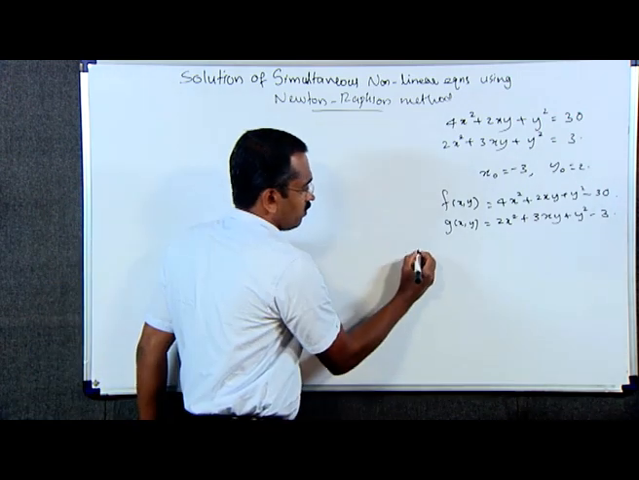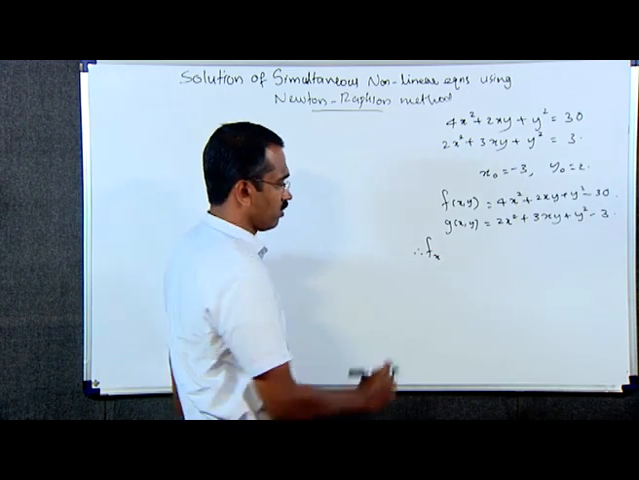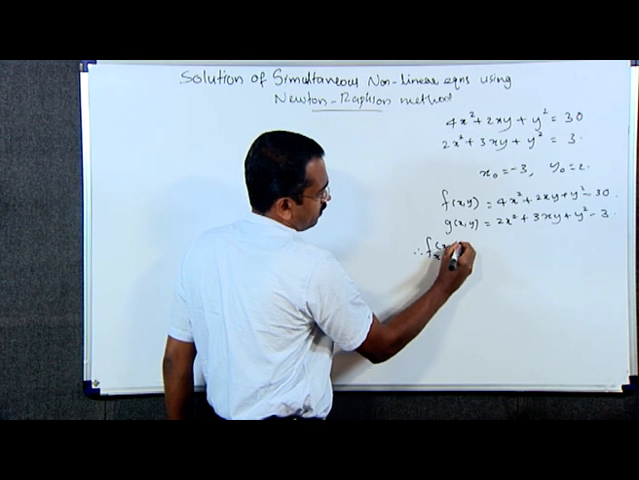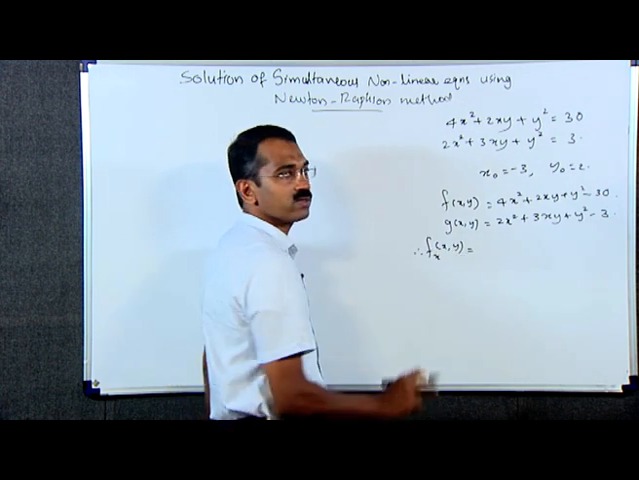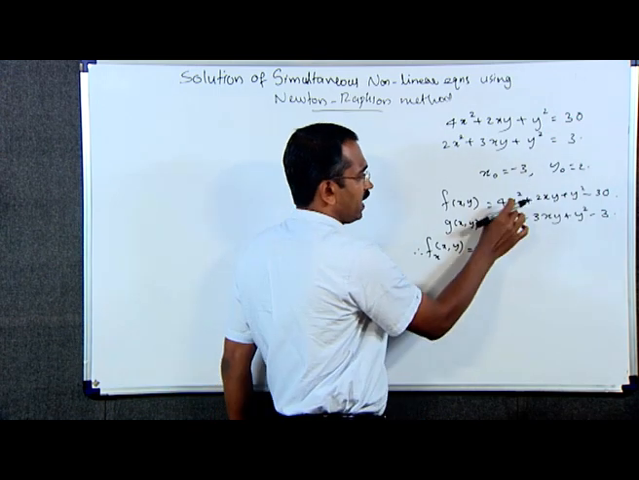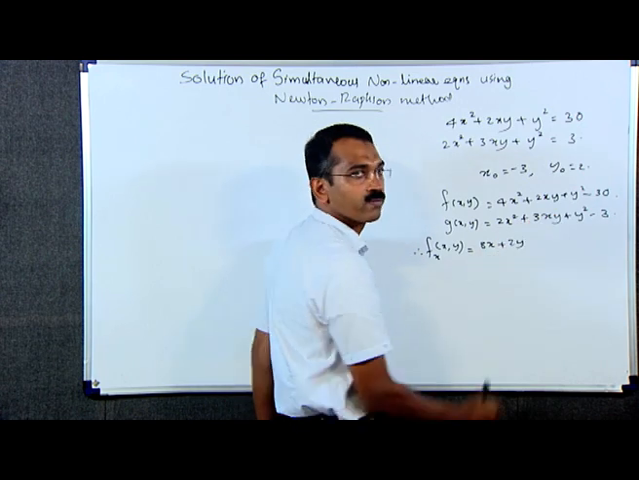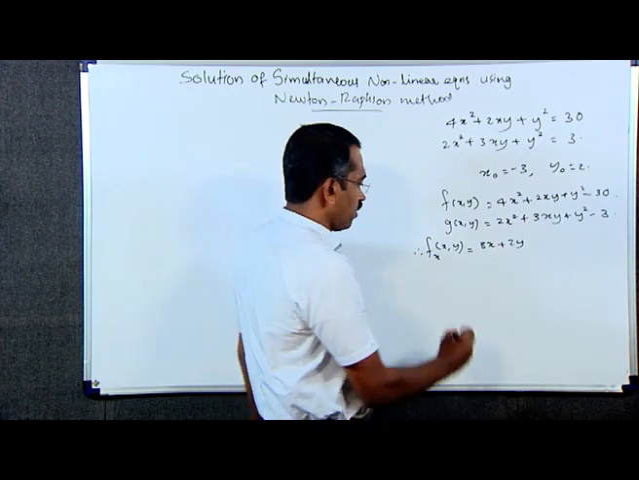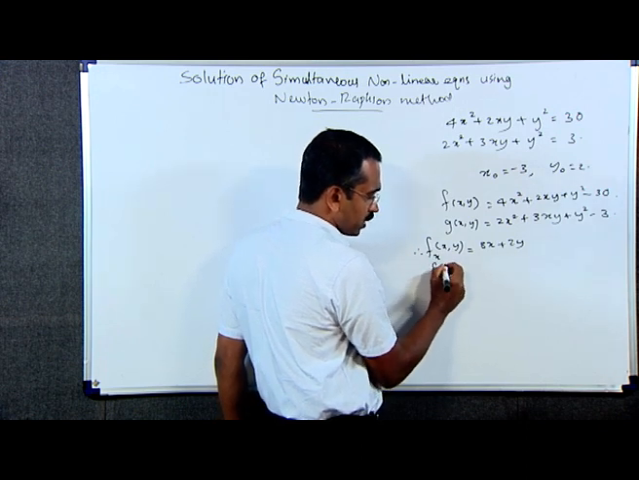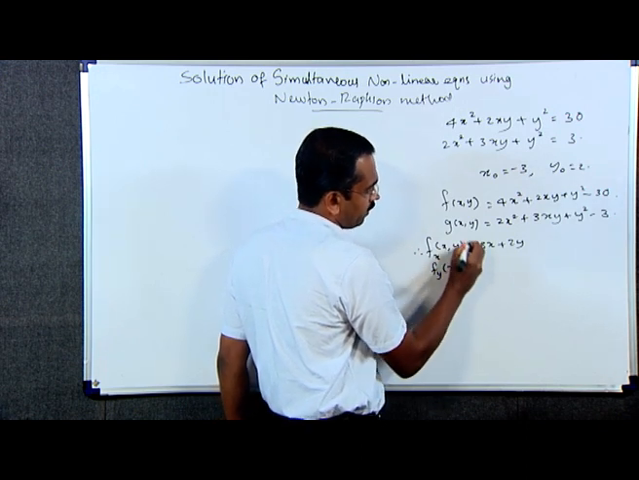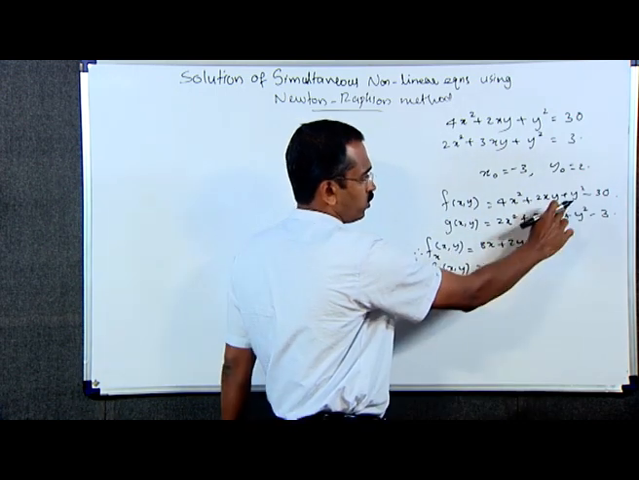Therefore, fx of x comma y, that is the partial derivative of f with respect to x, is 8x plus 2y, and the partial derivative of f with respect to y is fy, which is equal to 2x plus 2y.